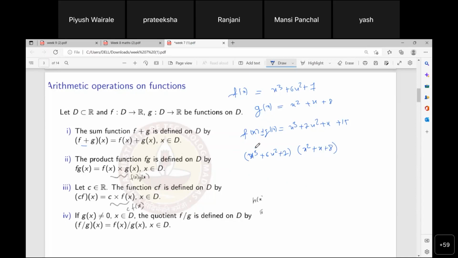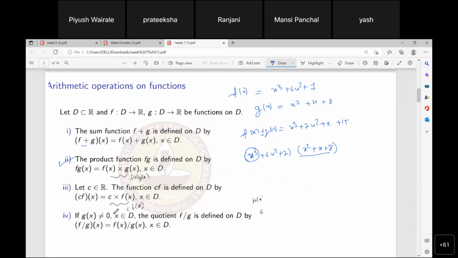I have to multiply x cubed to the whole function, then plus 6x squared into the whole function, plus 7 into the whole function, right? So this is the product function f of g. And c is a constant function, so c of x you can write it like this.